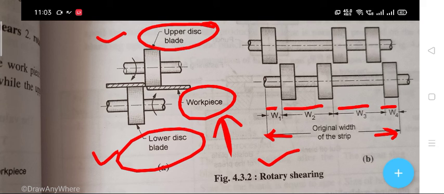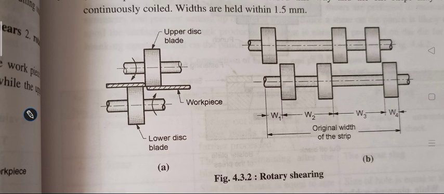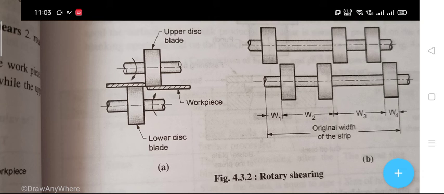In rotary shearing, shearing is done with a rotary disc, and the forces involved are lower in this case. The length of the sheet does not pose any problem, and a number of rotary disc blades suitably placed may be operated simultaneously for slitting a wide sheet into smaller strips. This one is W1, W2, W3 and W4.